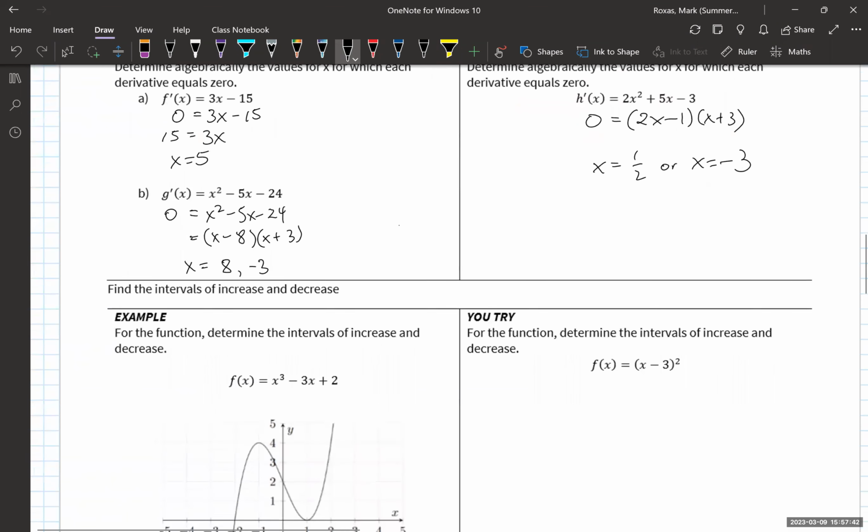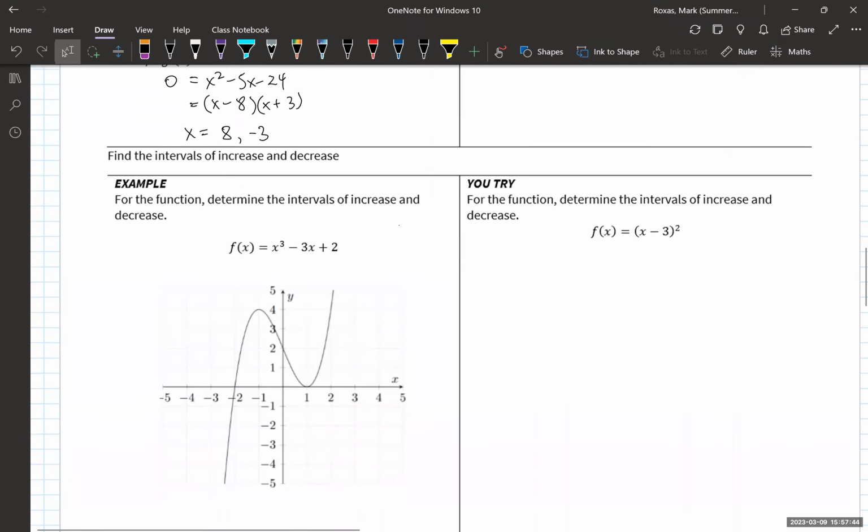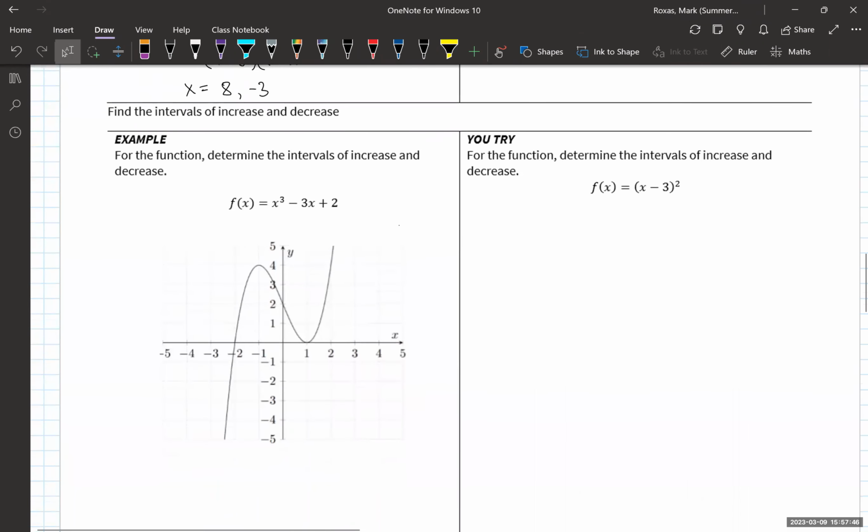Intervals of increase and decrease. All right, so we have a function. Determine the intervals of increase and decrease. f of x equals x cubed minus 3x plus 2. And I give you the graph right there. Now, I know I can get the information I need from the graph, but I also want to show you algebraically how we determine this. So let's just look at the graph first.